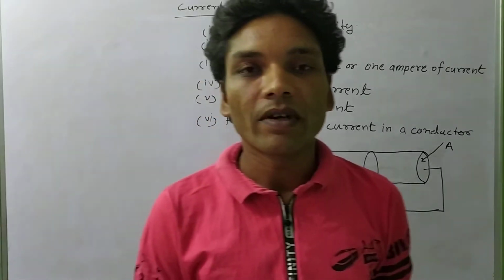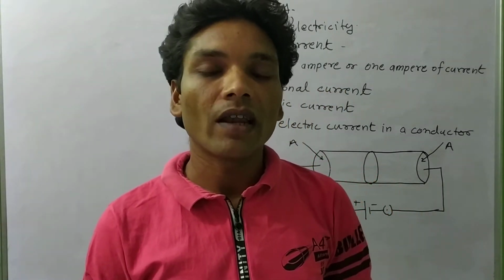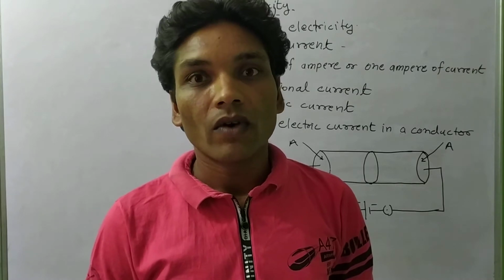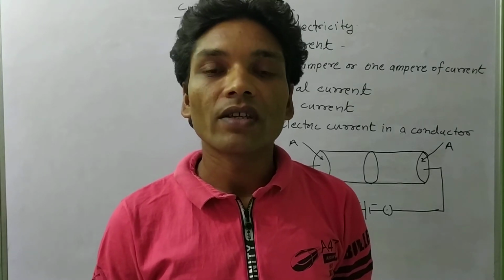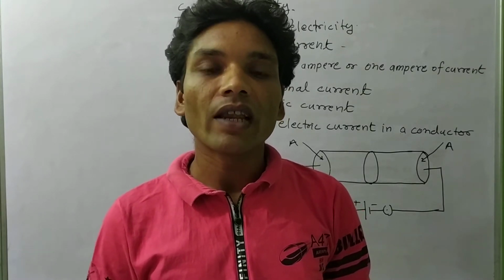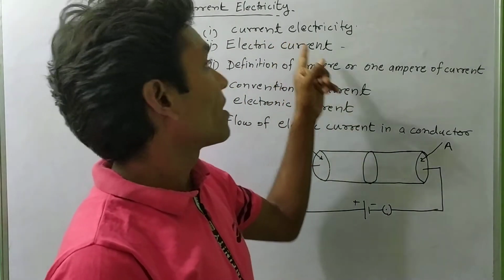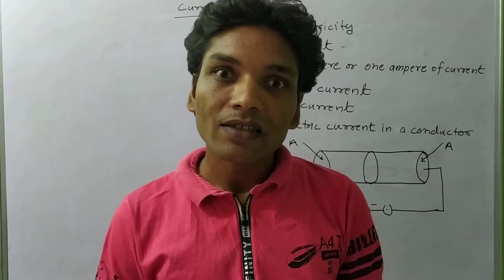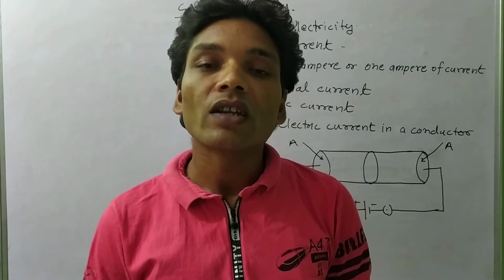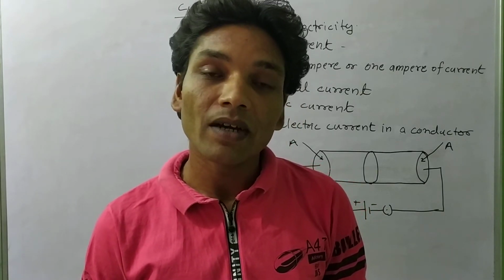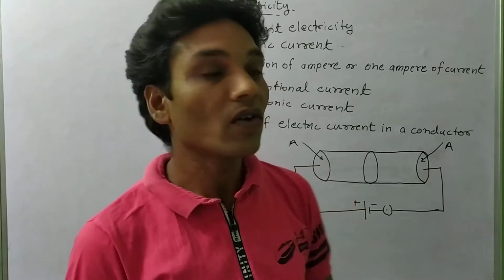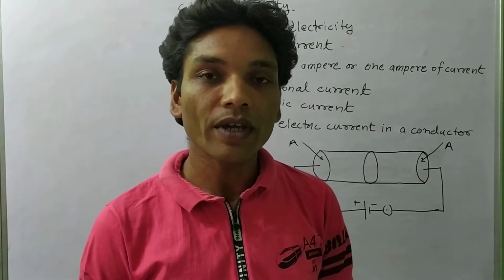In the previous chapter, we studied electrostatics. What is electrostatics? Electrostatics is the study of electric charges at rest. And current electricity is also the study of electric charges, but in motion. It's called current electricity.